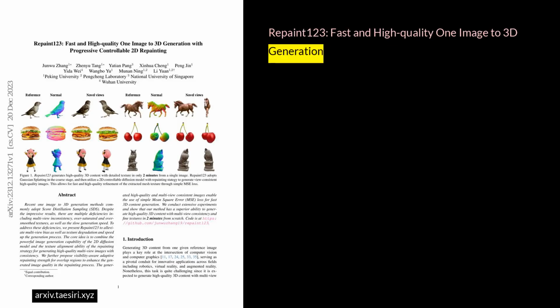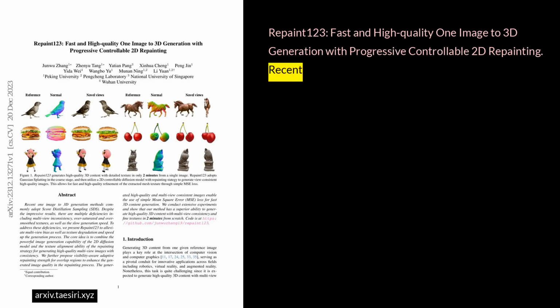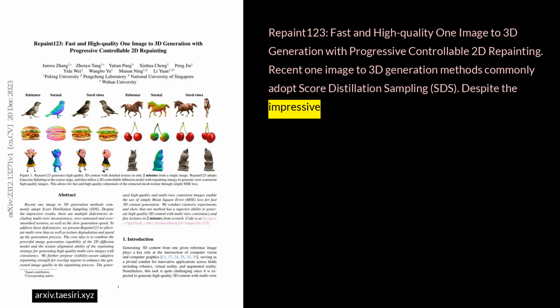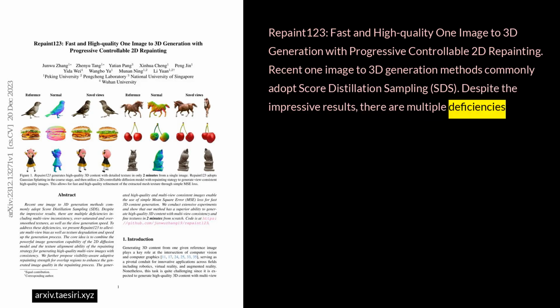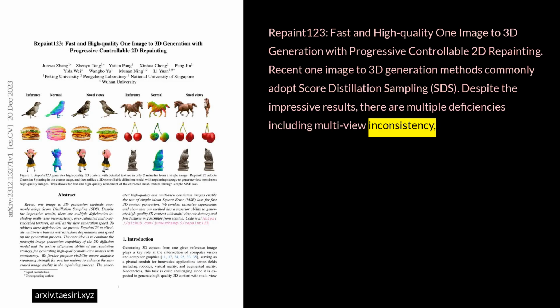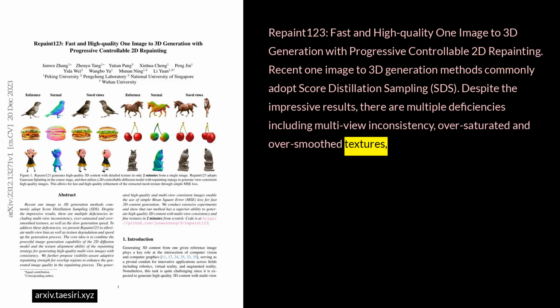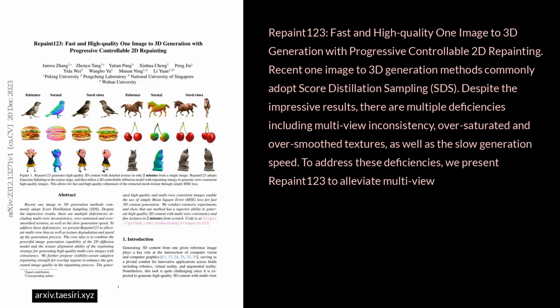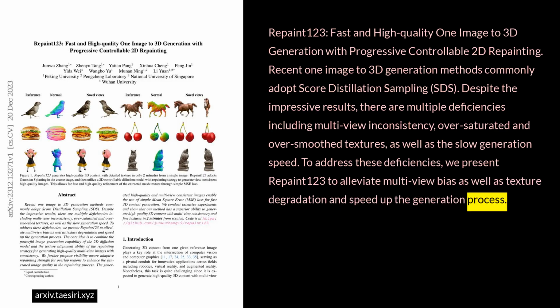Repaint 123, fast and high quality. One image to 3D generation with progressive controllable 2D repainting. Recent one-image to 3D generation methods commonly adopt score distillation sampling, SDS. Despite the impressive results, there are multiple deficiencies including multi-view inconsistency, oversaturated and oversmoothed textures, as well as the slow generation speed. To address these deficiencies, we present Repaint 123 to alleviate multi-view bias, as well as texture degradation, and speed up the generation process.